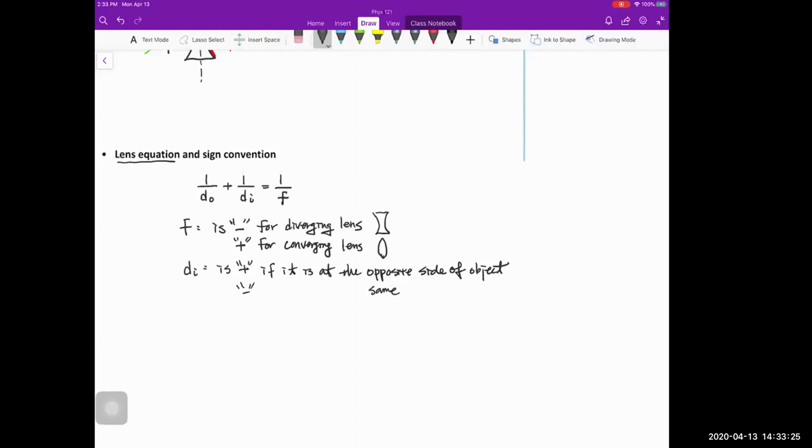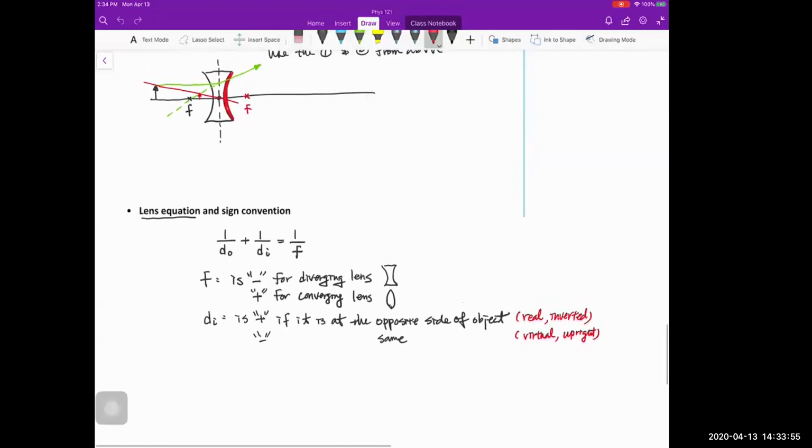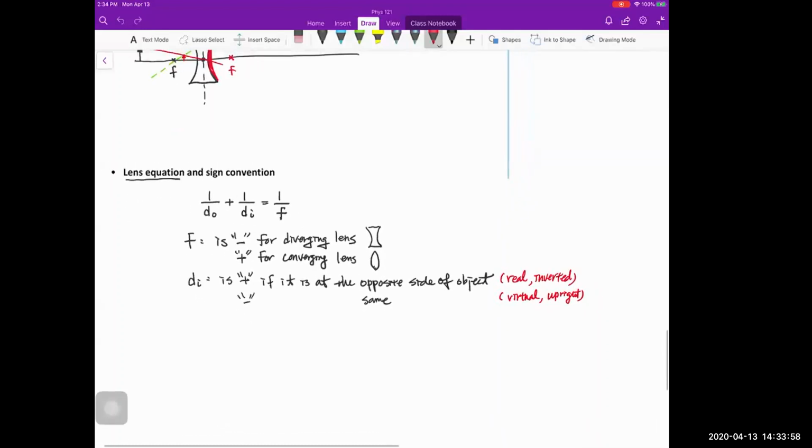If that is the case, then you can also tell what kind of image that is. If they are on the opposite side, the image will be inverted. So this one will always tell you this is going to be a real image. It's inverted. If this is on the same side, this is going to be virtual, and it's going to be upright. It was the one that we just showed here, right? This one here is going to be virtual, upright. So that's the F and the Di.